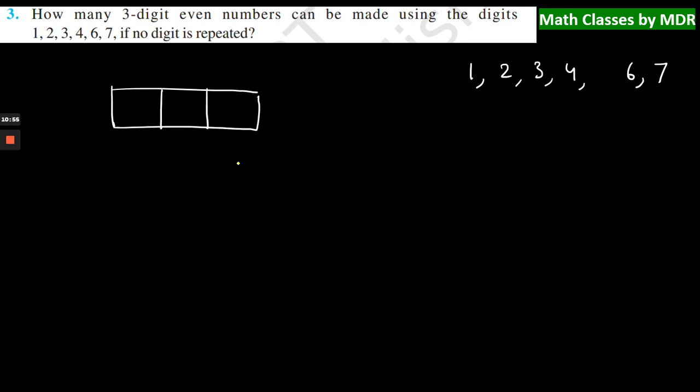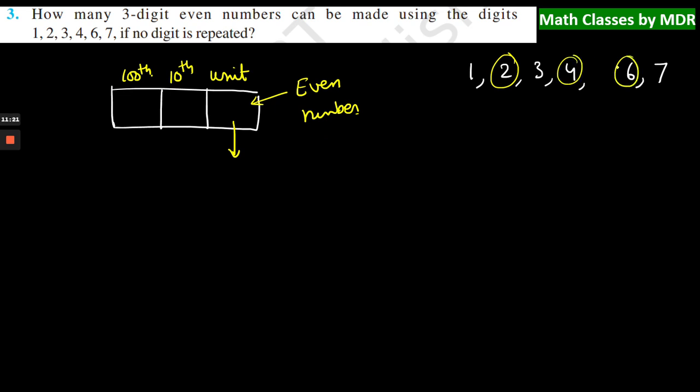What is the condition for an even number? In the units place. This is the units place, this is the tens place, and this is the hundreds place. In the units place, we should have an even number. It should be filled with an even number. Then you will get all 3-digit numbers as even numbers. How many even numbers are there? 1, 2, 3, right?